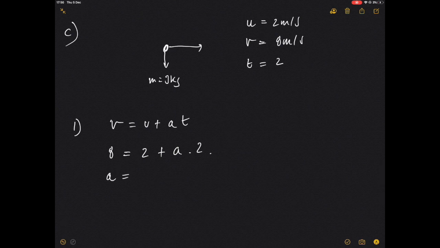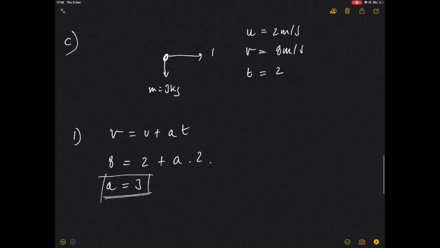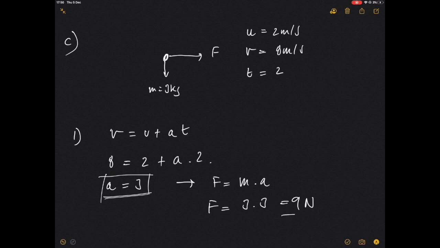So we say that a equals 3. But our question asks for what our F is here. So we can say F equals m times a. F equals 3 times 3, which equals 9 newtons. So that would be our answer, 9 newtons.